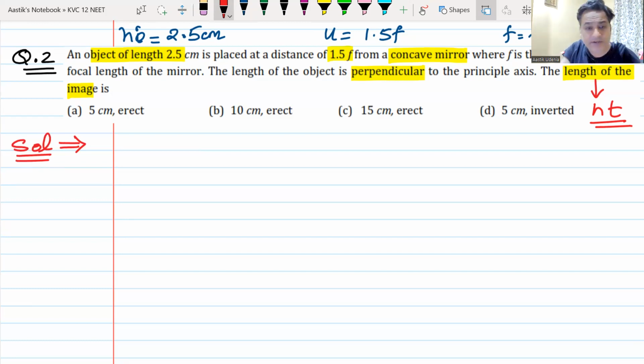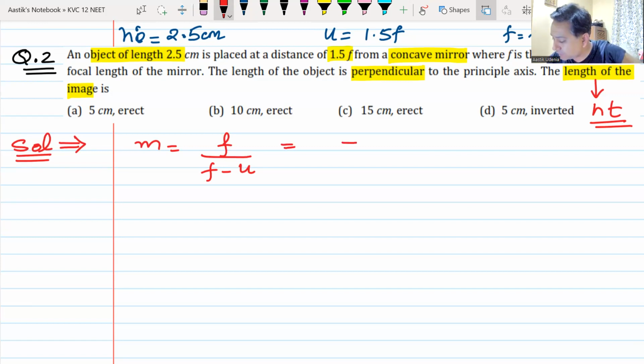Again, we can use the same formula. Yes or no, my dear friends? Yes, sir. So magnification is f upon f minus u. Yes or no? So focal length. What type of mirror is this? Concave mirror. So I've written minus f divided by minus f minus. What is the value of u here, my dear friends? Minus 1.5. Well done, dear friends.